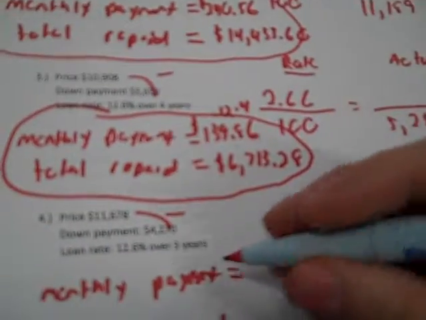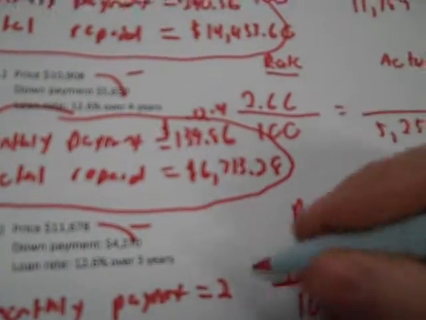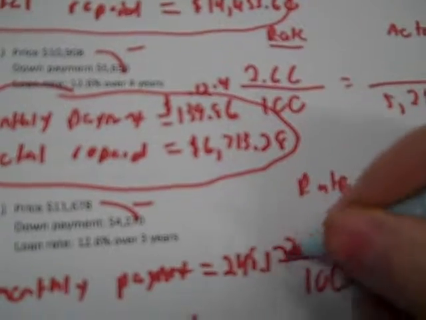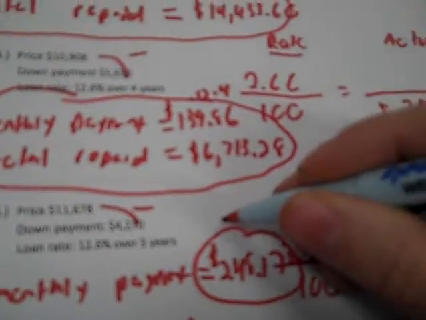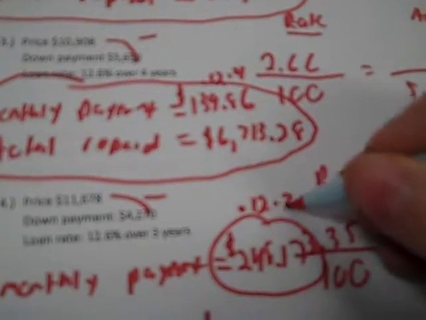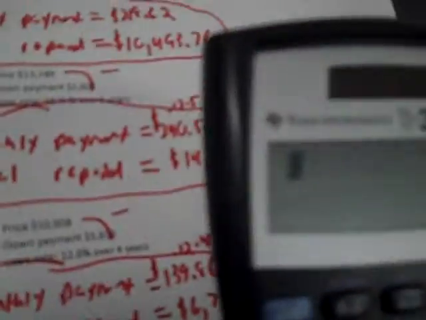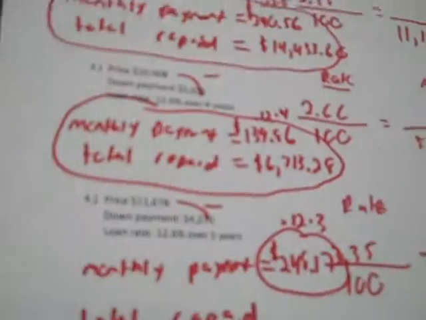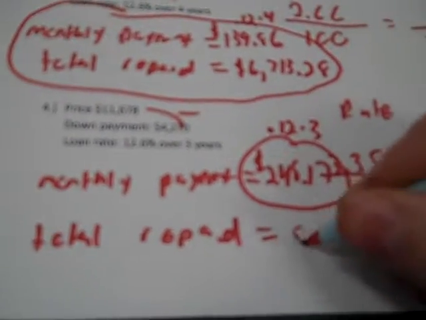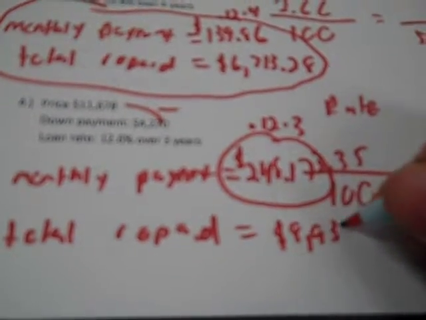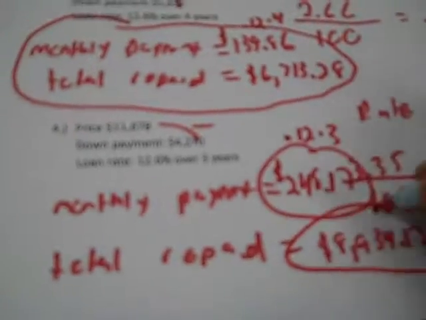Okay, so that's your monthly payment. Put a dollar sign so you know that's money. Okay, and then we need to multiply that by 12 and by 3. $8,934.12. Okay, you have the 4, then 5, 6, 7, 8 to do.